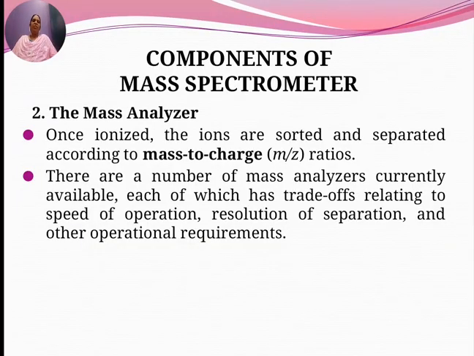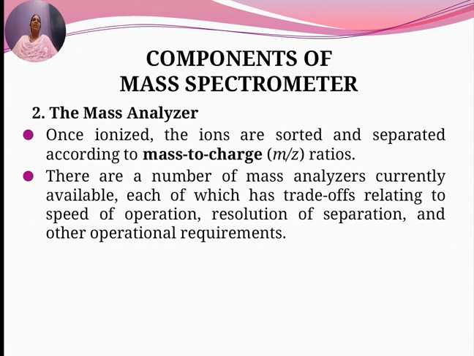The second component of the mass spectrometer is the mass analyzer. After the sample is ionized, it is in the gaseous state and ionic in nature. Once the sample is ionized, the ions are sorted and separated according to mass to charge ratio. There are a number of mass analyzers currently available, each of which has a trade-off relating to speed of operation, resolution of separation and other operational requirements.